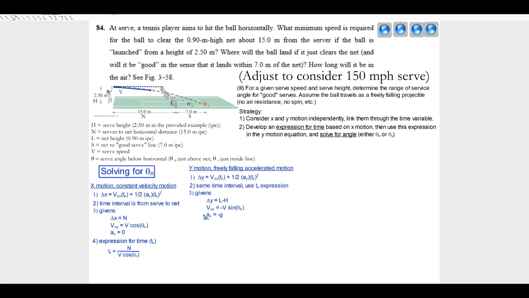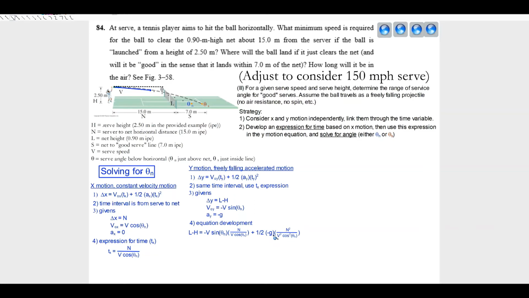Notice that is negative. V naught y is also negative because we're going to assume the ball is hit slightly downward below the horizontal. The acceleration is in the downward direction at a value we call g. Now, as we go through the equation development, we just plug in these values for our givens into this equation. We get L minus h is equal to negative v sine theta, and instead of using time, I'm just going to use the expression that we had for time over here, n over v cosine theta n, and then plus 1/2 negative g, and then that's t squared.